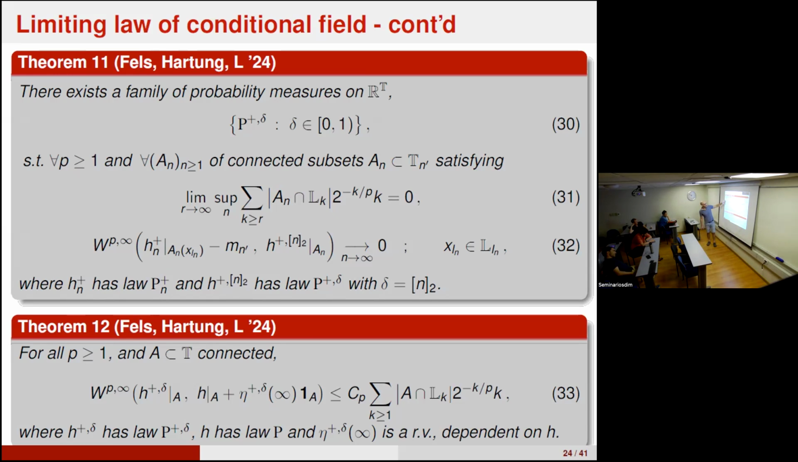Okay, and if you test your field condition to be positive, under some set A_n, starting from a leaf generation L_n, and you subtract the centering value, this will converge in this Wasserstein metric to this law, to a field with this law on the same set. Maybe I'll show this in the picture.